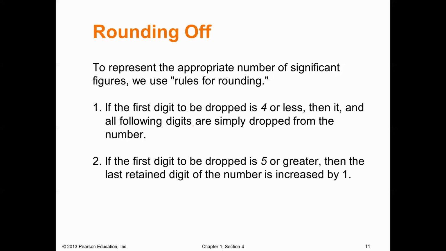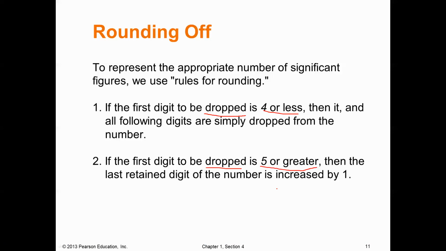So let's talk about our rules here. Well, let's begin with rounding off. So if the first digit being dropped, so the first digit we're not going to include in our answer, is 4 or less, then we're going to simply drop the trailing end, or we might say that we round the number down. If the first digit to be dropped is 5 or greater, then we're going to round up.